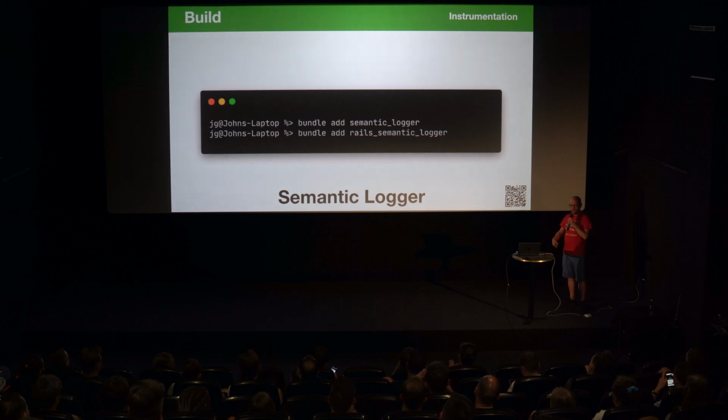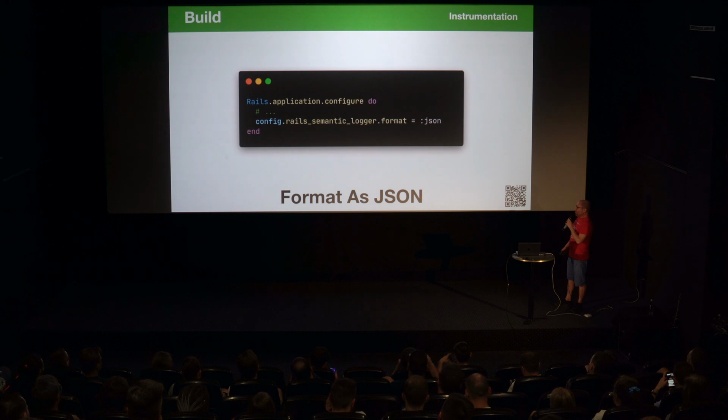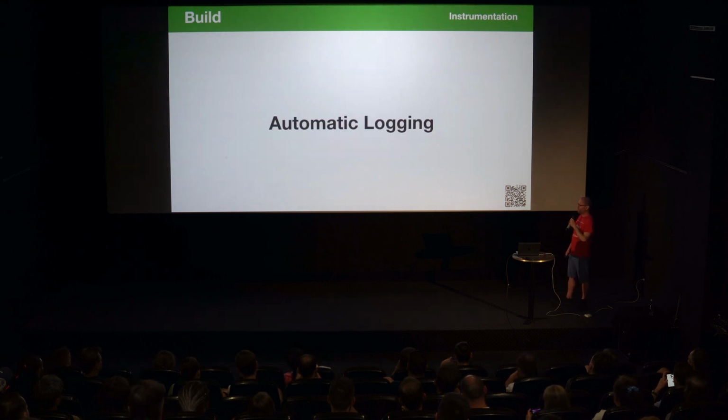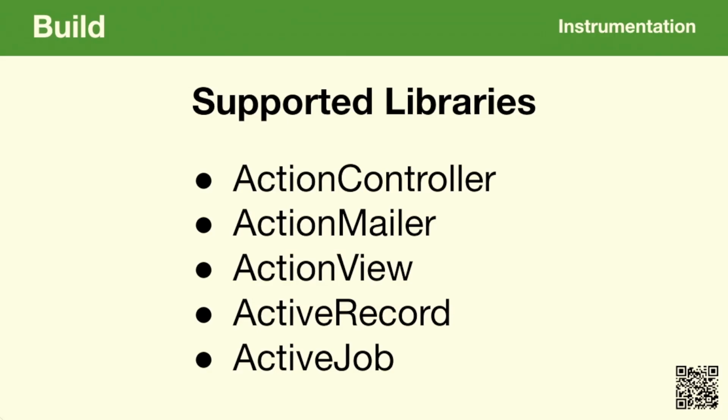No surprise there. It's also got Rails bindings, so we can install those too. We set the format to be JSON, and that's how these observability tools can ingest structured logs. Cool. So Semantic Logger and Rails Semantic Logger give you some fairly bog standard things out of the box. It's not amazing, but it's okay to start out with. And these are libraries it hooks into, and I just want to give you a very brief tour of what it gives you in your logs.